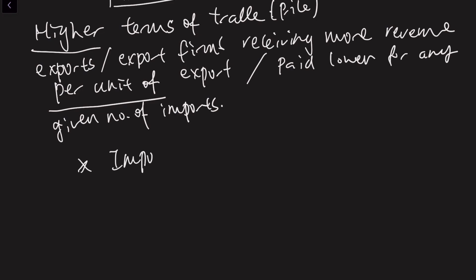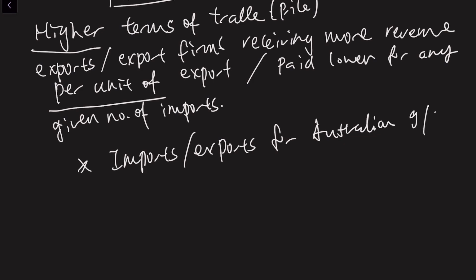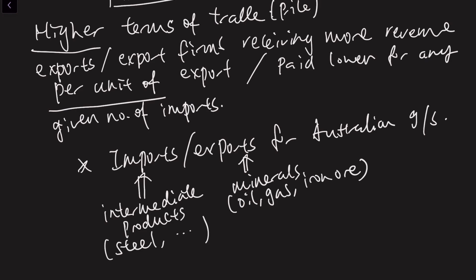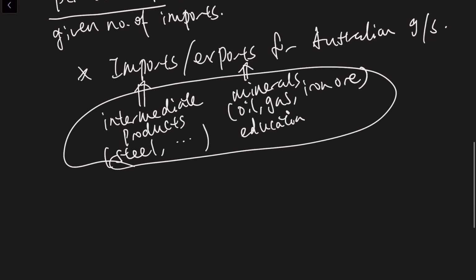So both the imports and exports for Australian goods or services. So examples of imports include intermediate products such as steel, etc. Exports usually minerals, so oil, gas, iron ore, things like that, as well as education. So all those things have a common characteristic. They have a low price elasticity of demand.